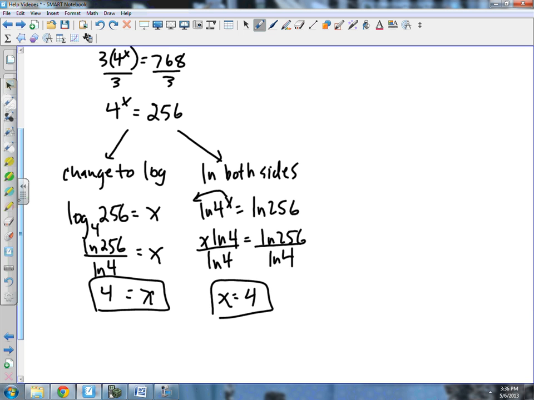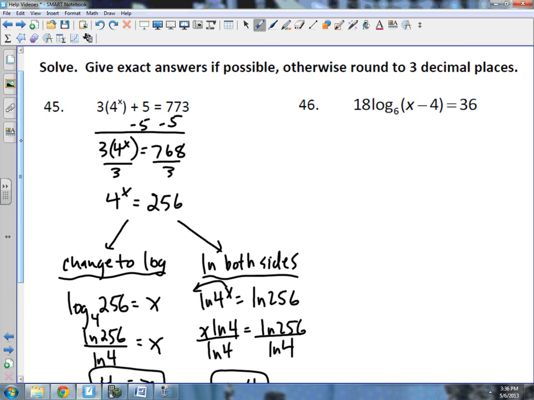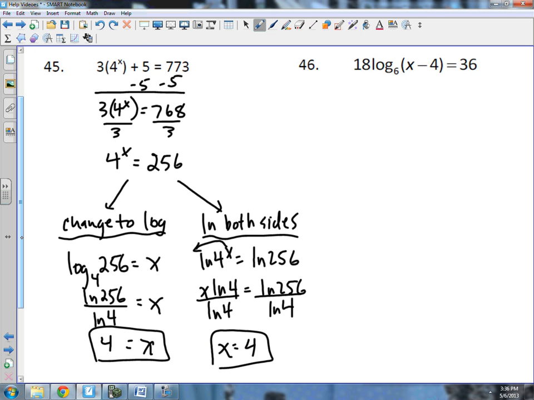All right, so again, some teachers might teach change to a log. Some teachers might teach ln both sides. Either way you do it, you would get x is 4. But the whole trick is to get 4 to the x by itself to begin.